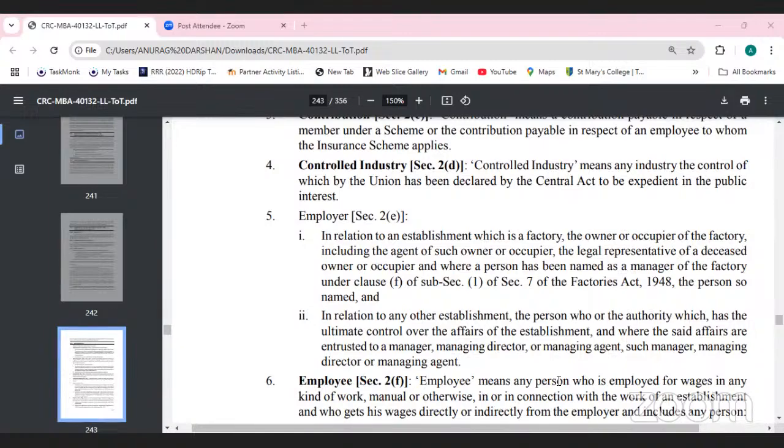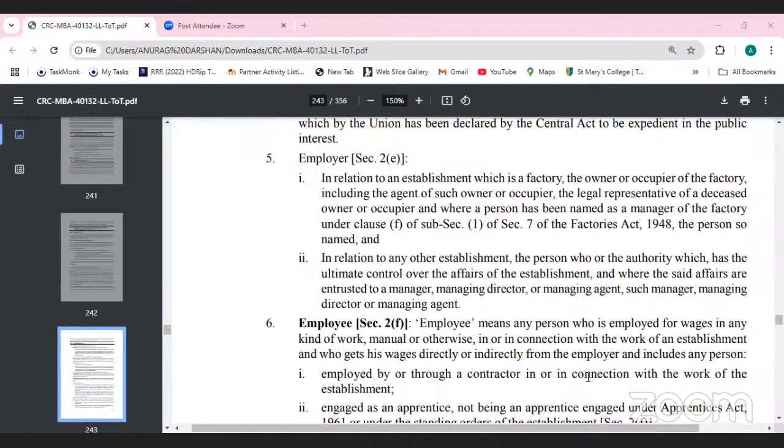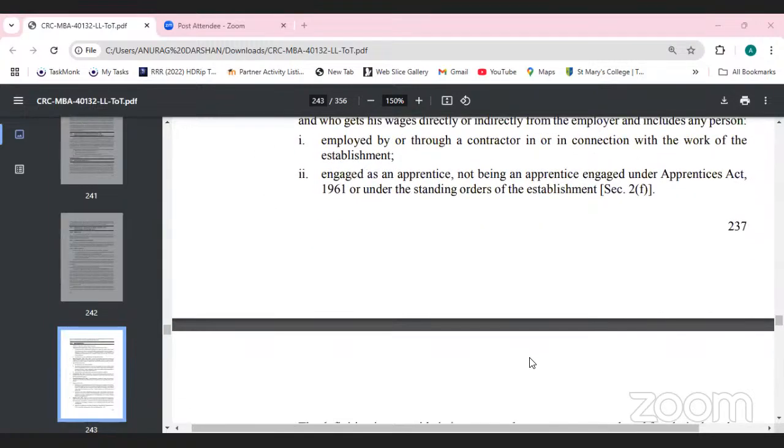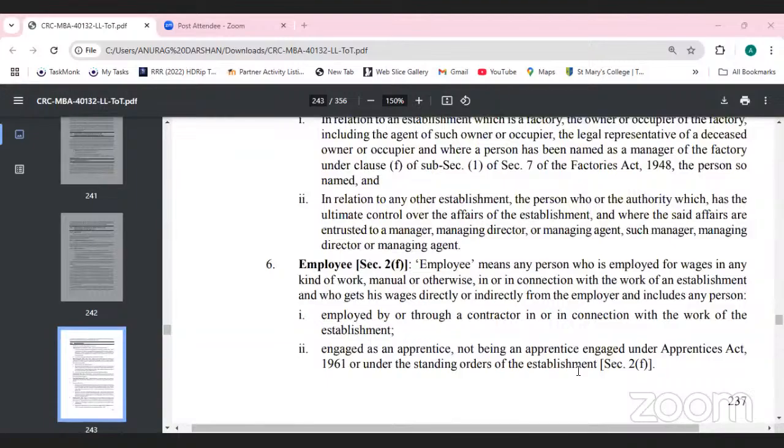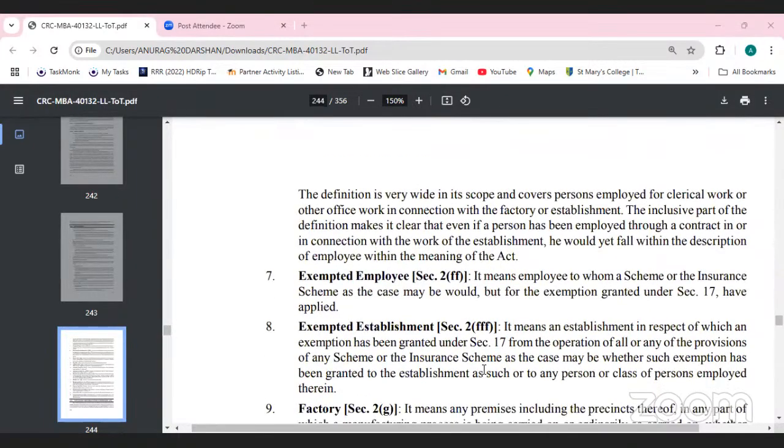An employee means any person who is employed for wages in any work, whether manual or in connection with the work of an establishment, for which he gets wages directly or indirectly from the employer. It includes a person employed through a contractor, and a person engaged as an apprentice, but not an apprentice engaged under the Apprentices Act 1961, and an exempted employee to whom a scheme or the insurance scheme, as the case may be, would not be granted but for the exemption granted under Section 17.